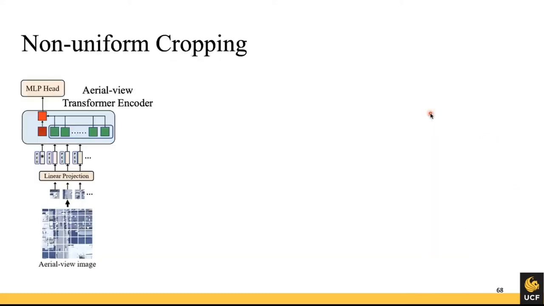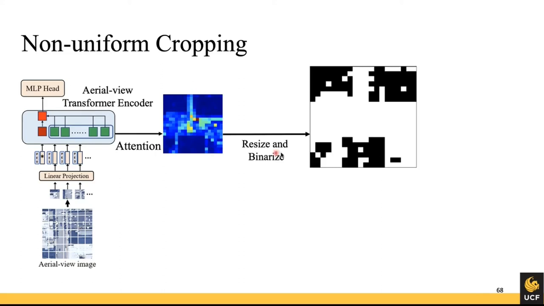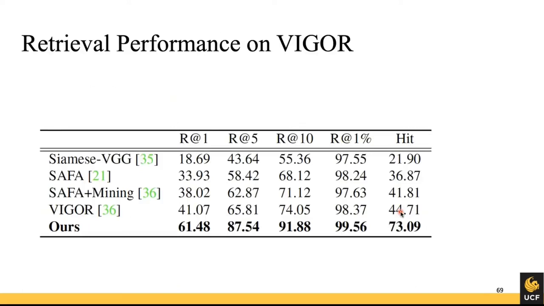Here we basically show the detailed procedure of this non-uniform cropping or patch selection. From the attention map of the stage 1 transformer encoder of the aerial view, we can set a threshold and generate a binary mask. Then we use the original high resolution aerial image, select the corresponding high resolution patches, and feed them into the second stage of feature encoding and matching.